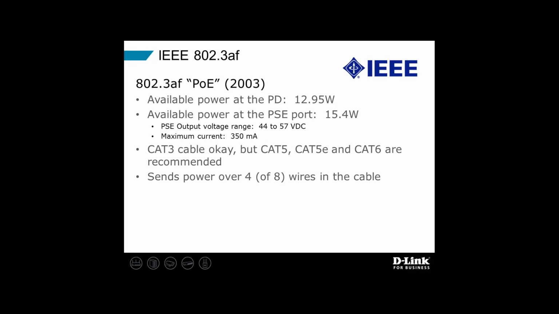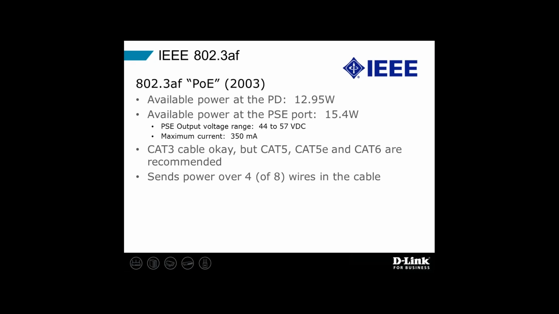It does this by using an output voltage somewhere in the range of 44 to 57 volts DC, and it limits the maximum current to 350 milliamps. The AF standard, I believe, says Cat3 is okay, but certainly my recommendation would be Cat5 or 5E or Cat6 or better.